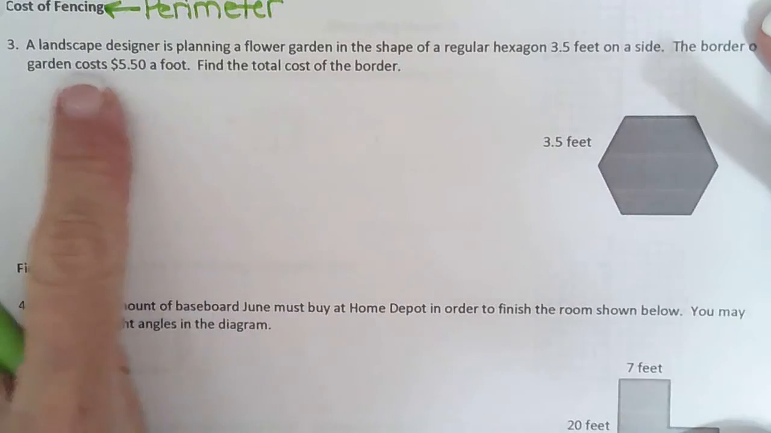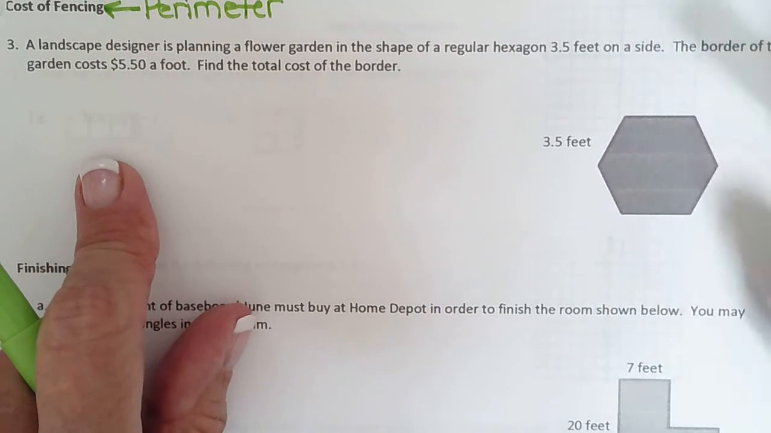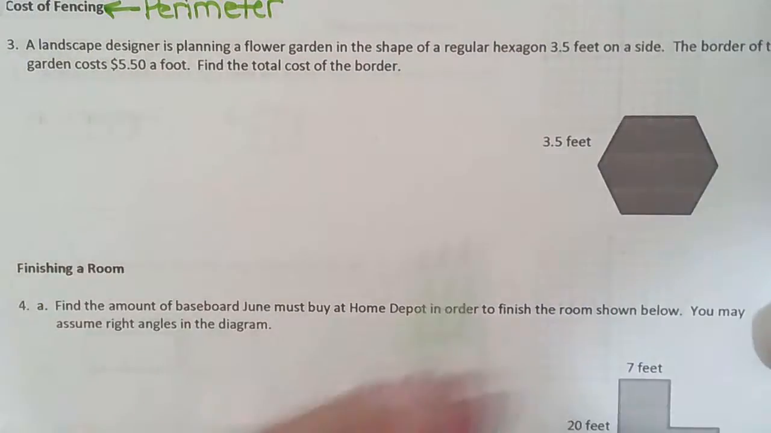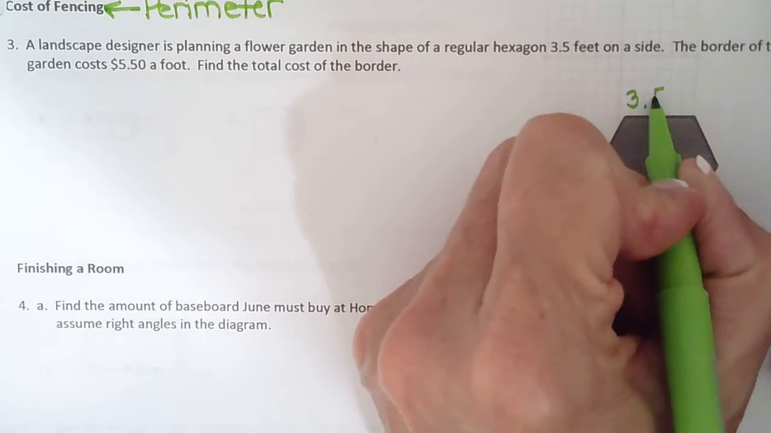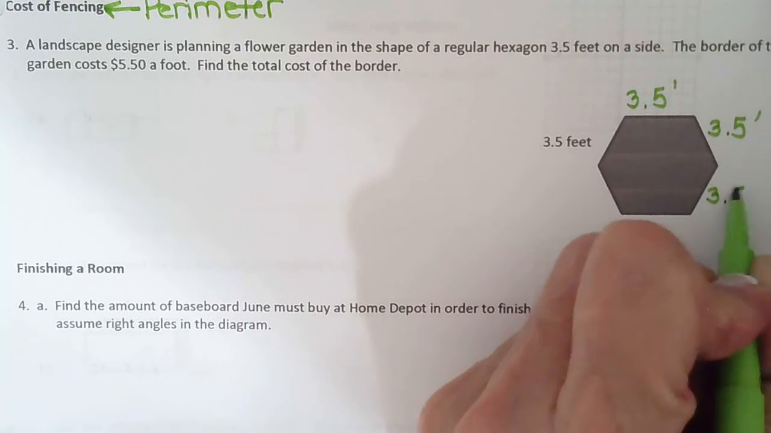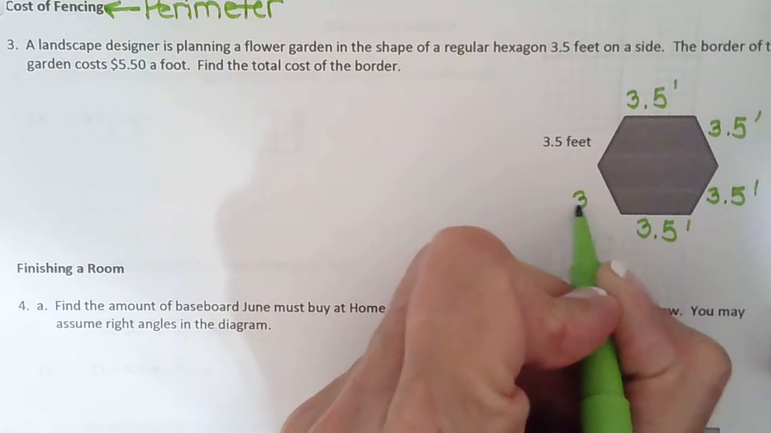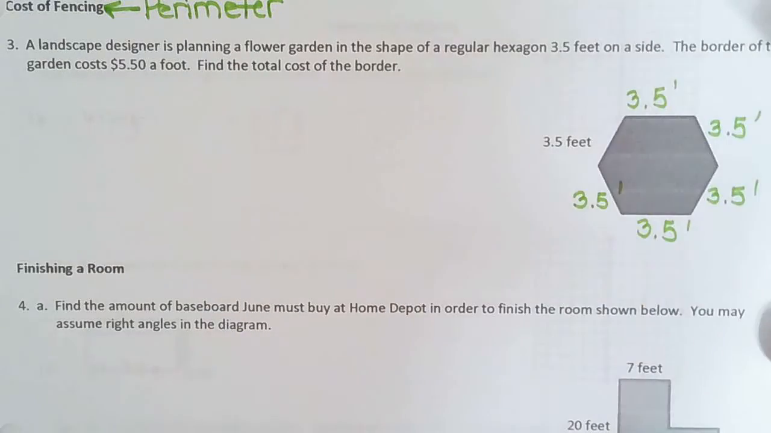So a landscape designer is planning a flower garden in the shape of a hexagon, 3.5 feet on each side. So this is 3.5 feet, and this is 3.5 feet, and this is 3.5 feet, and this is 3.5 feet, and this is. So there's 6 sides. So can you think of the easy way to find the perimeter?